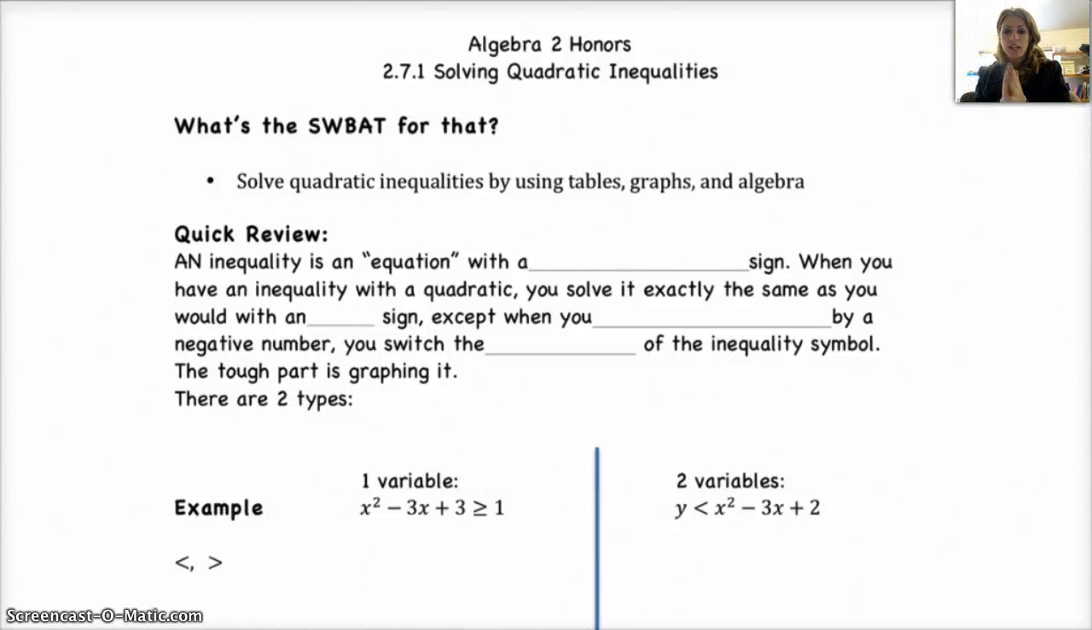Today we're going to take what we know about quadratics and do similar things with inequalities with quadratics. An inequality is basically an equation with an inequality sign: a less than, a greater than, or a not equal to sign. We've always done things with equals signs, but this time it's going to be inequalities.